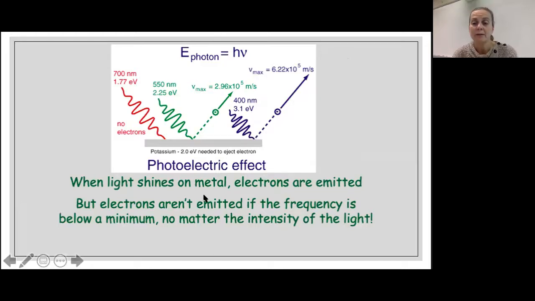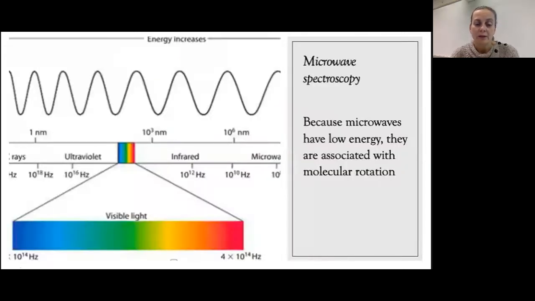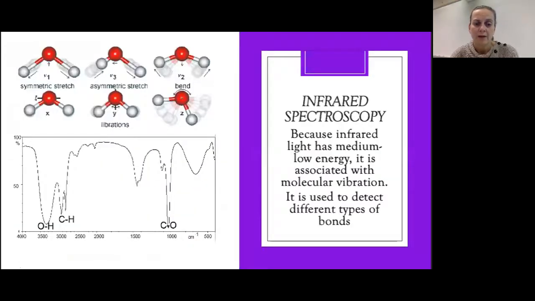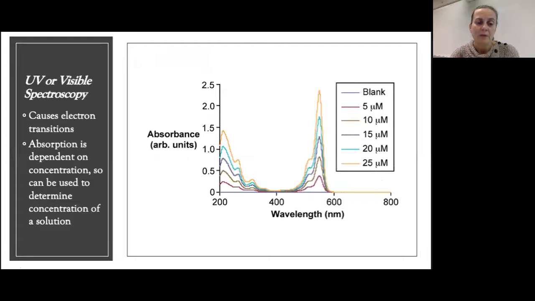So that's spectroscopy in a nutshell. What do you need to know? You need to know that microwaves measure molecular rotation. Infrared measures molecular vibration, so it detects different types of bonds. And UV or visible spectroscopy causes electron transitions and is used to determine the concentration of a solution.